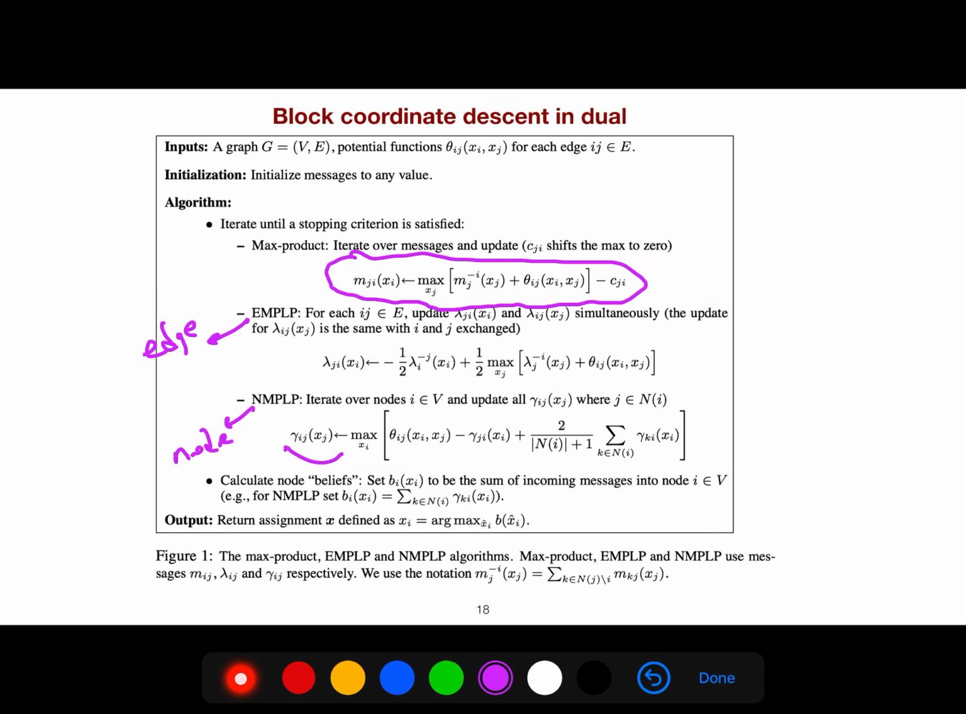And finally, we return the assignment X, because at the end of the day, the assignment is important for us. We can calculate the argmax of B because we know the Lagrange variables.